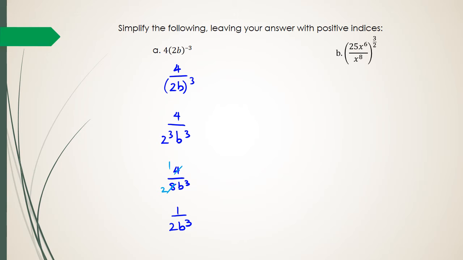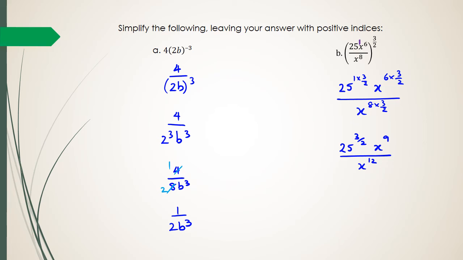So the way I do this is I look at the 25, and the first thing I do is I write a 1 next to it as a power. Because once I do that, I can rewrite this whole expression as 25 to the power of 1 times 3 over 2, x to the power of 6 times 3 over 2 divided by x to the power of 8 times 3 over 2. So when I do this, I end up with 25 to the power of 3 over 2. X to the power of 6 times 3 is 18. 18 over 2 is 9. So that's that. Divided by 8 times 3 is 24. 24 over 2, so that's x to the power of 12.